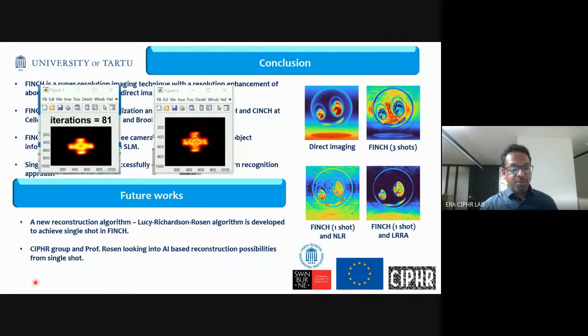And currently, our group, my postdoctoral advisor and currently my collaborator, we are looking into artificial intelligence-based reconstruction possibilities to achieve single shot. Because even though we claim that it is single shot, it is not ideally so. There are some issues. We are trying to figure out this problem using deep learning approaches.